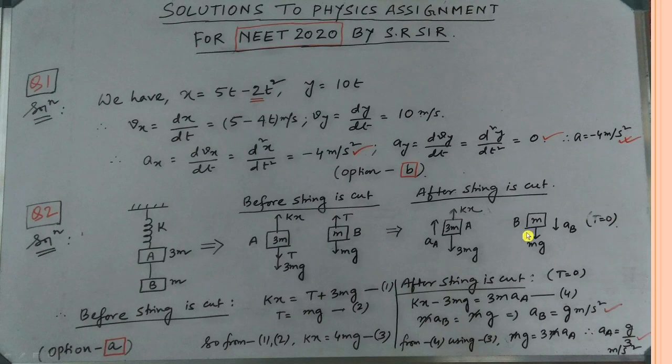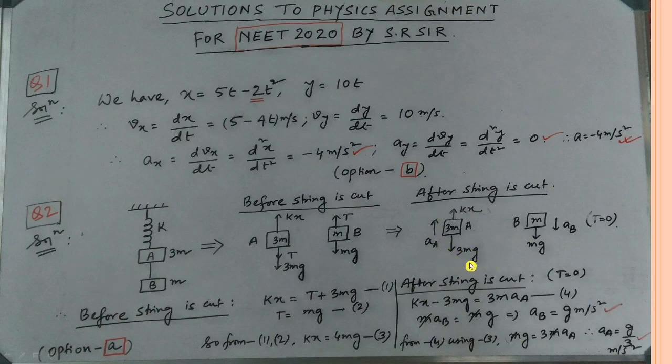So these two accelerations are taken into account, and the tension in the string vanishes as the string is cut. Before the string is cut, the downward force is equal to the upward force, that is T plus 3mg equals Kx, equation 1, and T is equal to mg, equation 2. After the string is cut, the upward force is greater than the downward force. That's because the acceleration acts upwards.